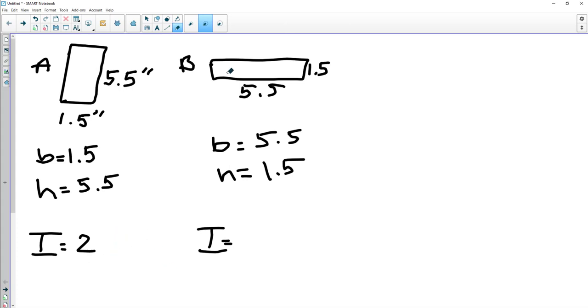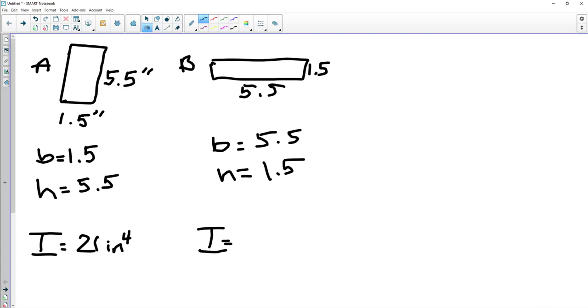Okay. So it is really about 21 inches to the 4th. Okay, that's really okay.